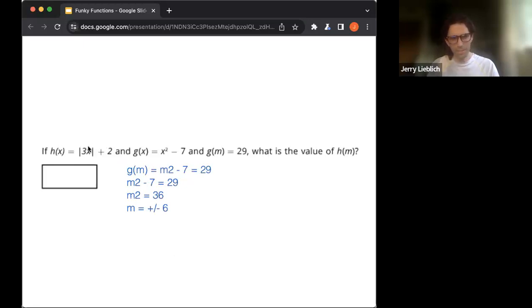Now, as we'll see, that's not really going to matter because we've got an absolute value here, but that's why that absolute value is here, in case you're wondering. So now we're looking for h of m. So h of 6 is equal to absolute value of 3 times 6 plus 2. And again, it doesn't matter if it's plus or minus here because of this absolute value. So that's why I'm just using the 6 here. So h of 6 is equal to 18 plus 2 is equal to 20.